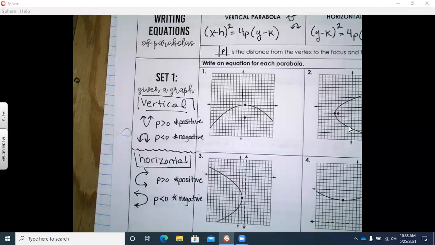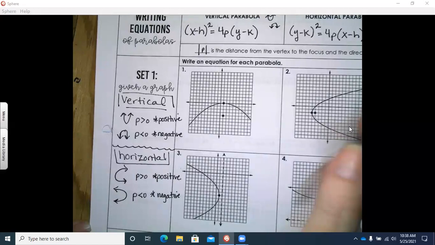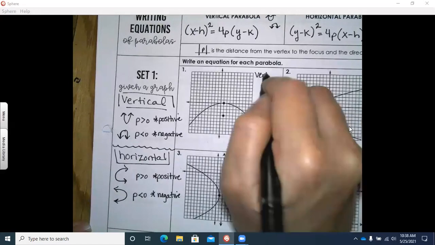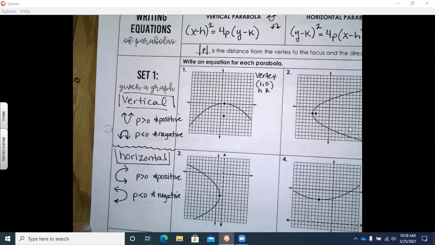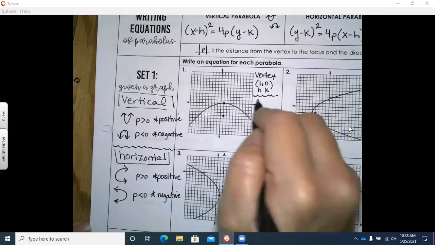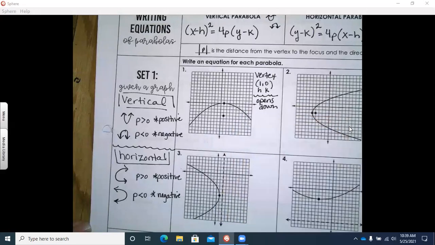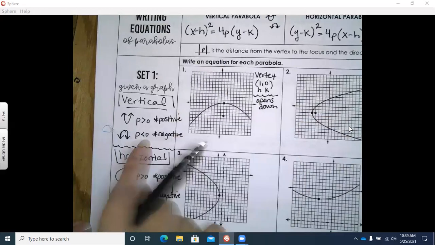All right, let's look at number 1. First of all, let me figure out what that vertex is. So number 1, the vertex is at (1, 0). So h is 1, k is 0. It opens down, so we know we're going to use the formula for the vertical parabola, the one where the x is squared. And we also know, since it opens down, that p is going to be negative.